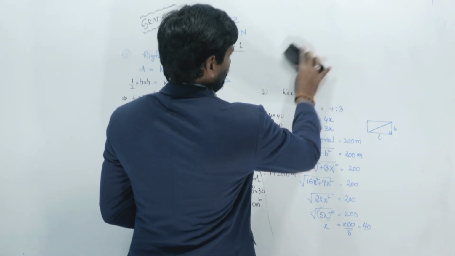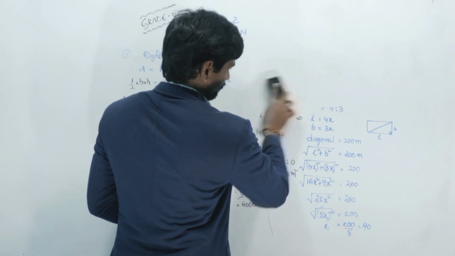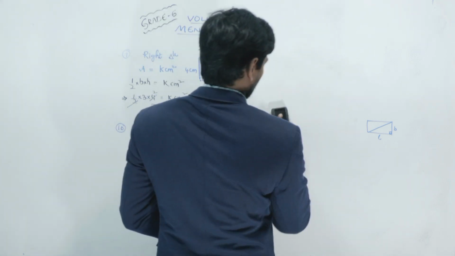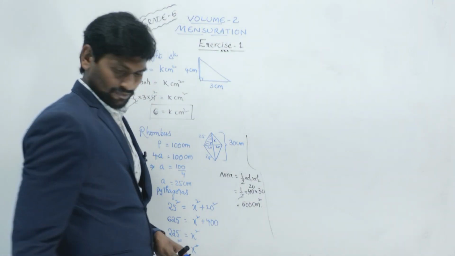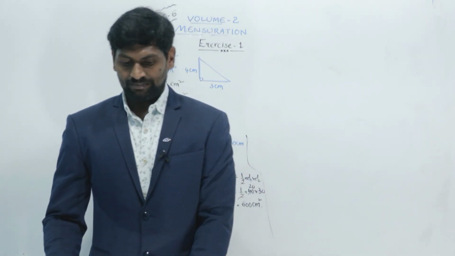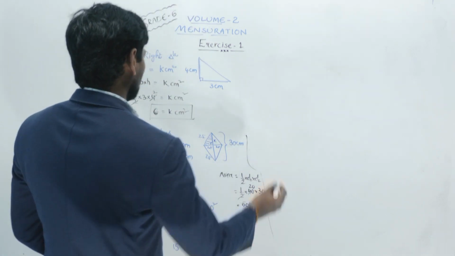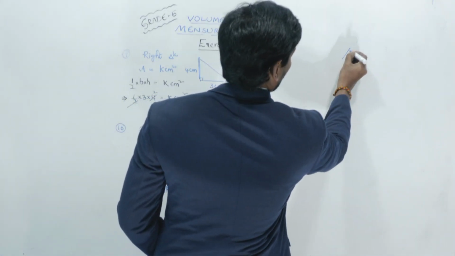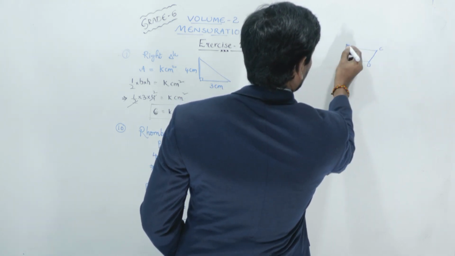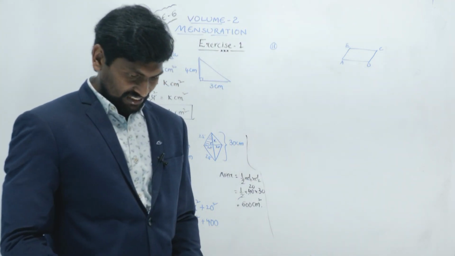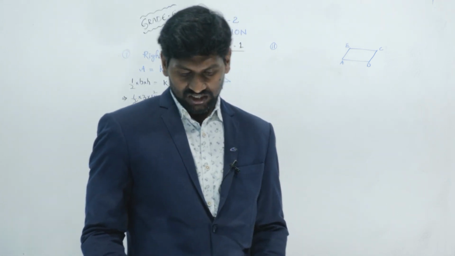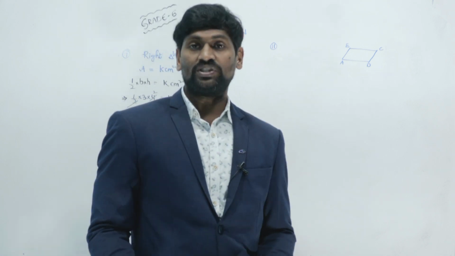Problem number 11. Okay. So the 11th problem is ABCE. ABCE is a parallelogram. So let me draw a parallelogram. Rough diagram I am doing here. So ABCE. Okay. ABCE is a parallelogram, and the area of ABCE is 42 centimeters square.